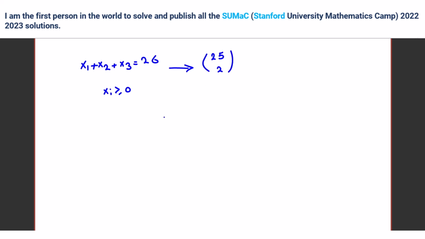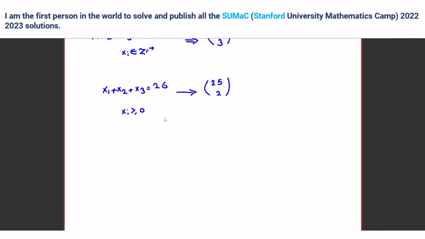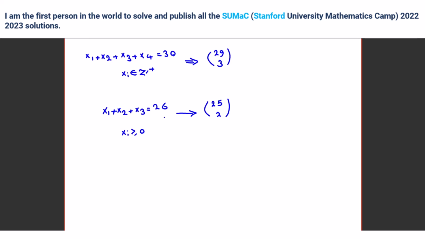No. If they were positive integers, it would be 25 choose 2, right? Do you want me to tell you, or do you want to find it on your own? Let me think a second. Okay, sure. Wait, but they say it's greater than or equal to 0. Isn't it the same thing? Oh, so it can be 0. Yes, it can be 0.